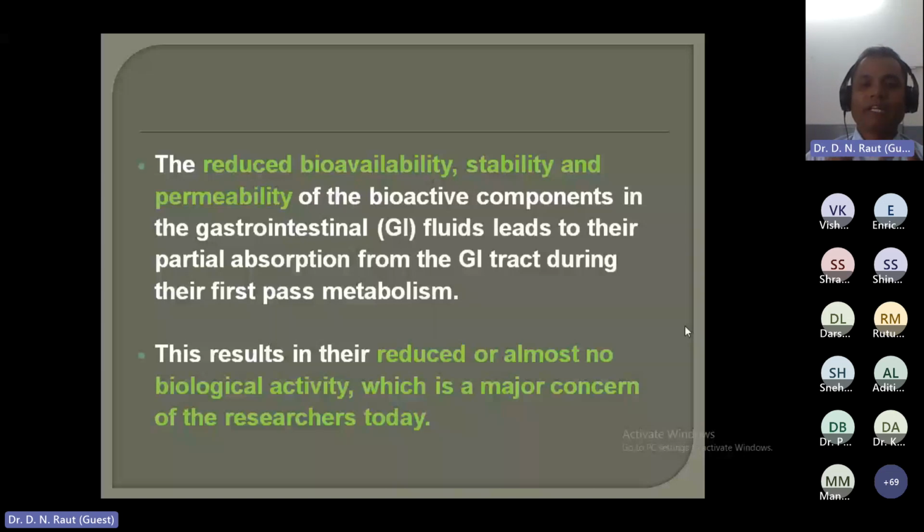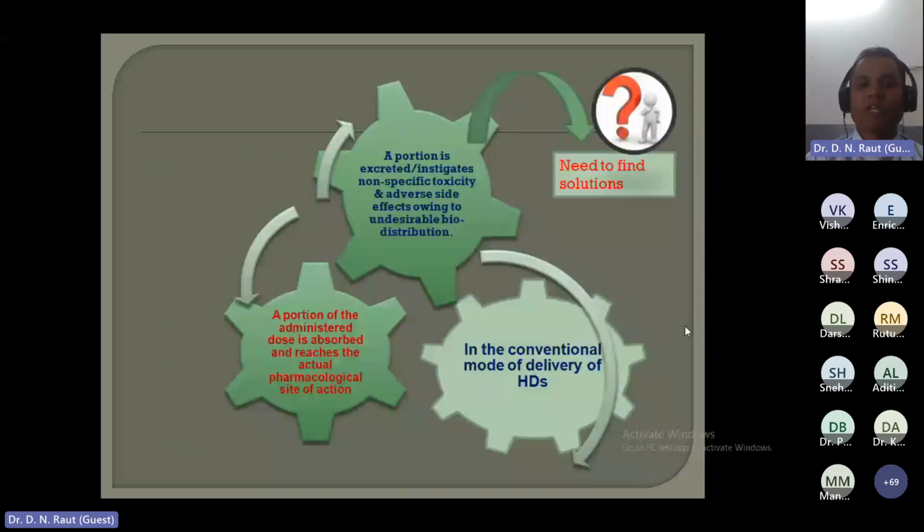So in the case of this conventional mode of delivery system, some portion of the drug is extruded or instigates non-specific toxicity and adverse effects owing to its unfavorable biodistribution, and only some part of the drug from that conventional mode of delivery is absorbed and reaches the actual pharmacological site of action.